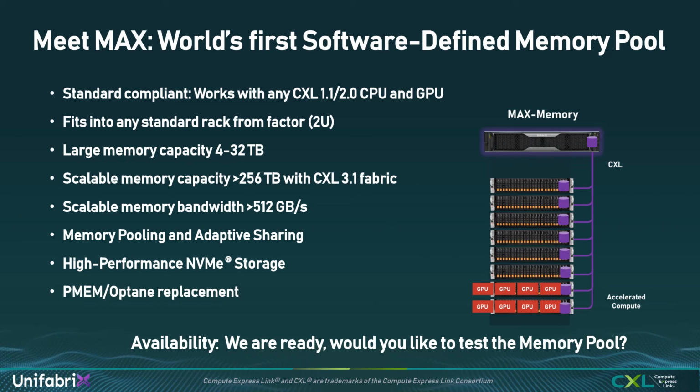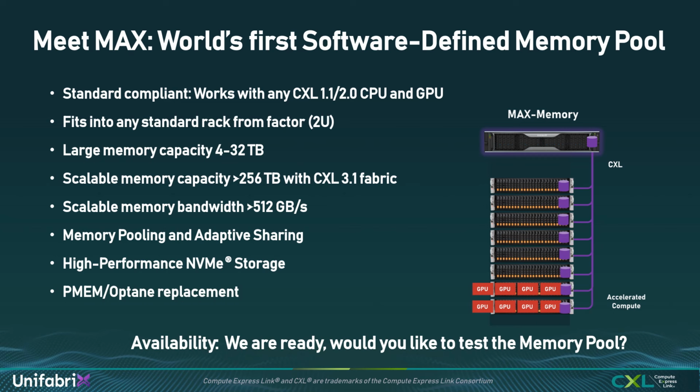The memory bandwidth can be scaled up to 512 gigabytes per second, and the whole system is capable of providing those 32 terabytes, or in a multiple-rack environment 56 terabytes, at very high bandwidth. Memory pooling and adaptive sharing create the opportunity to provide memory from a single memory pool to a single host, but we can also provide the same memory simultaneously to multiple hosts. It means that multiple hosts can address the same memory addresses, and by that we can make the system more efficient.